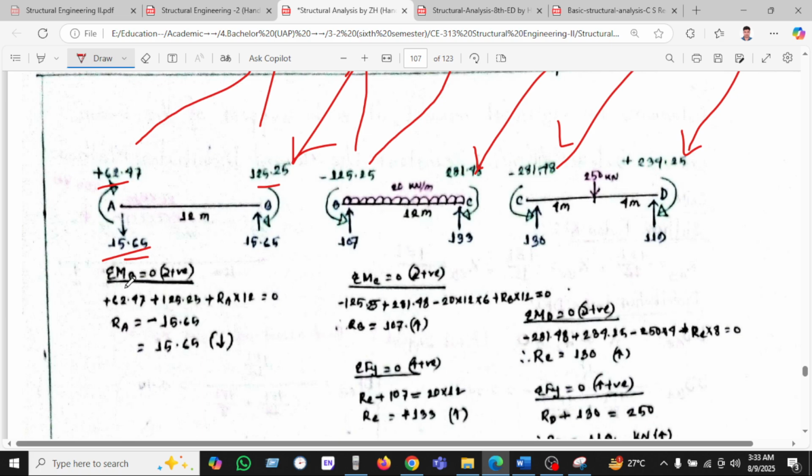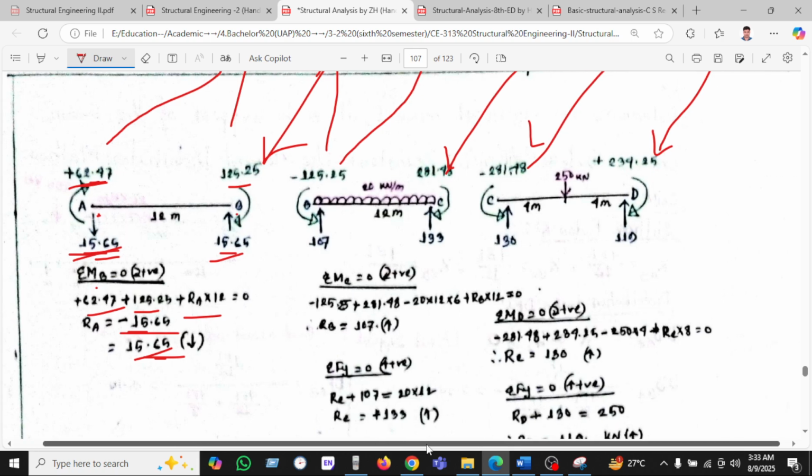How will we calculate? We are taking the moment at this point B, and 62.47. This is the 62.47, and 125 is also positive. 12 RA, this is the RA, and we found RA is negative, which is downward. If RA is downward, then RB is upward. In the same case, we find RC. This is the point C, taking moment 125 into 28, and all these values, and RB will become 107, and we found 113 in this way.